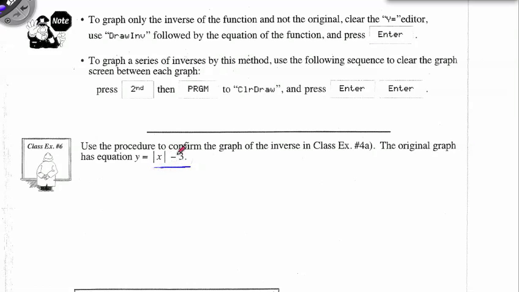So see if you can check out, if you turn back a page, you'll see what we got, or look at the video a few minutes back and we'll see what we got for the graph, for example 4a. You should be able to graph it on your calculator using this, and then use the procedure above, above this note. Use that procedure to draw the inverse as well and confirm that it's exactly the same as example 4a.